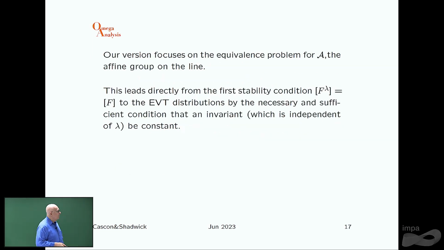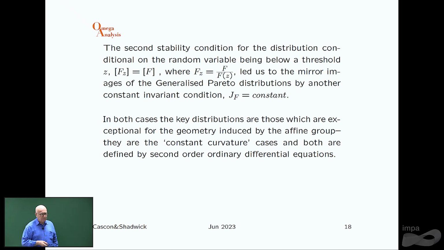So our version of this replaces that stability condition by what we could think of as a geometric stability condition. It's just that the equivalence class of any power has to be stabilized by the affine transformations. Now, if this holds, then clearly the other one, the Fisher-Tippett one, will as well. But you might think this is a much different condition, and it might give you different results. But in fact, it leads directly to the extreme value distribution. So the extreme value distributions came right out of this.